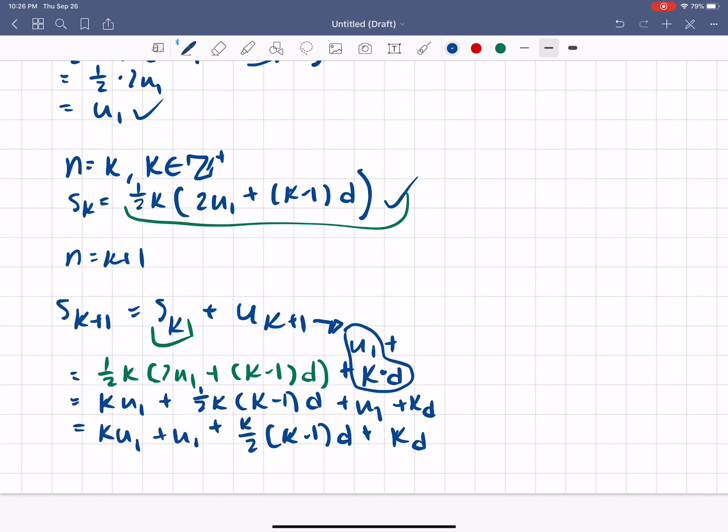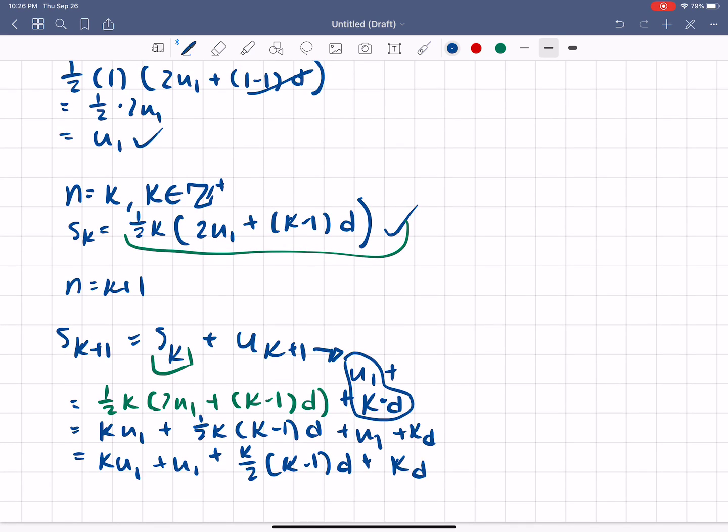After that, we can factor out a k. So it becomes k times u1 plus 1, plus kd times k minus 1 over 2 plus 1. Right.